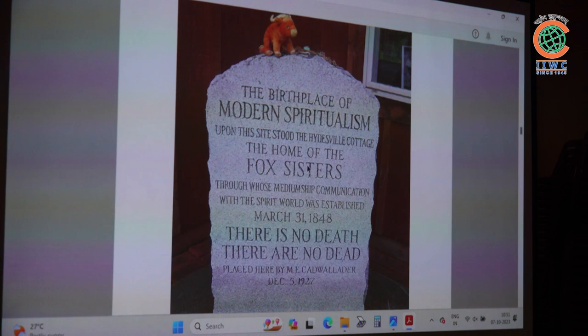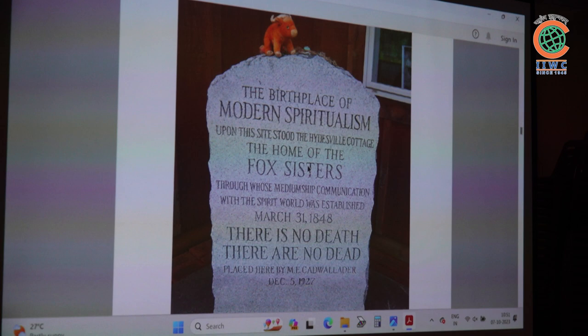There are no dead. Placed here are, that something is written. Okay, December 7th. So here it says there's no death. That means there's a reincarnation. So they believed in that.